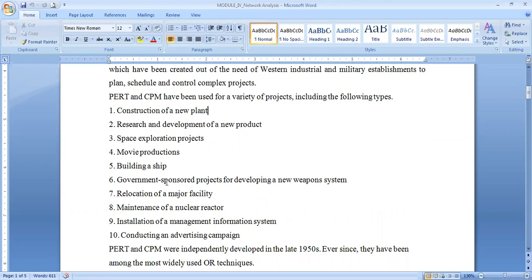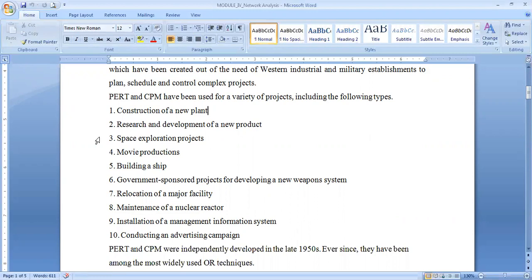Here I have given the list where PERT and CPM can be used in a variety of projects. The construction of a new plant. The planning and execution for the construction of a new plant requires the PERT CPM technique for deciding the scheduled time and also identifying the criticality of the various activities. Then the other application of PERT and CPM is research and development of a new product. The R&D, that is, developing a new innovative product or obtaining a technological breakthrough through research and development. Again, the PERT CPM network techniques are used.